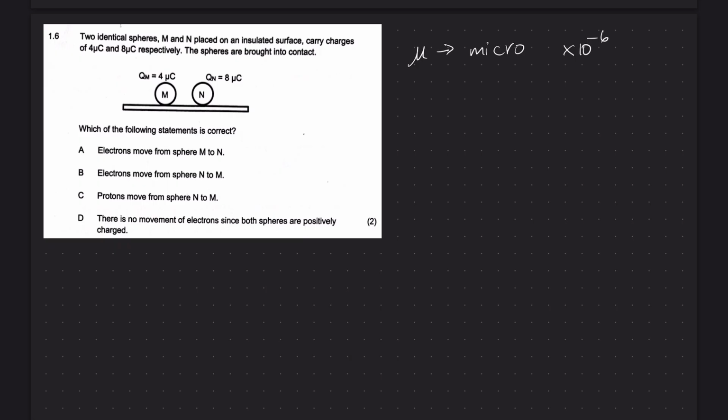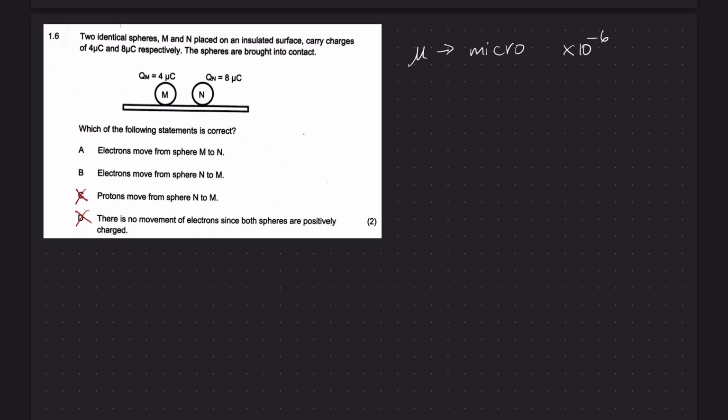First thing we can do is eliminate C, because protons are found in the nucleus, and for electrostatics, protons do not move. So C is out. There will be a movement of electrons here, so D will be out. Now we just need to figure out whether the electrons are going to go from M to N or N to M. And it's quite easy if you just remember one statement.